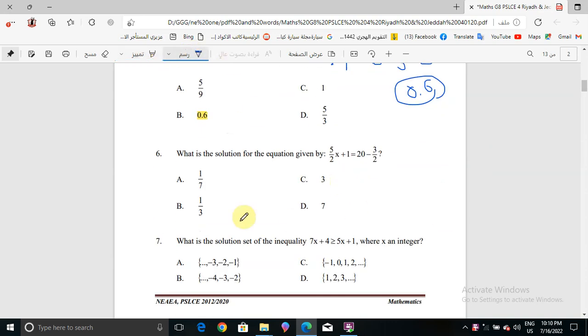Okay, now question number 6 is saying what is the solution for the equation given by 5 over 2x plus 1 is equal to 20 minus 3 over 2. Okay, what we will do here, first of all, we have 5 over 2x and 3 over 2, right? So we multiply all the sides by 2.